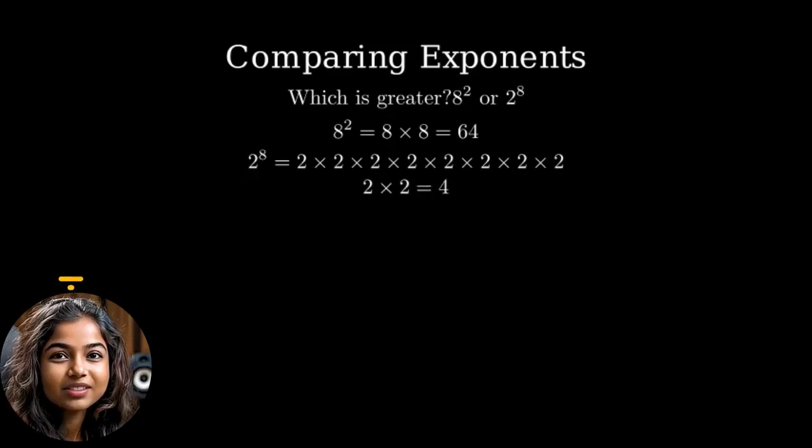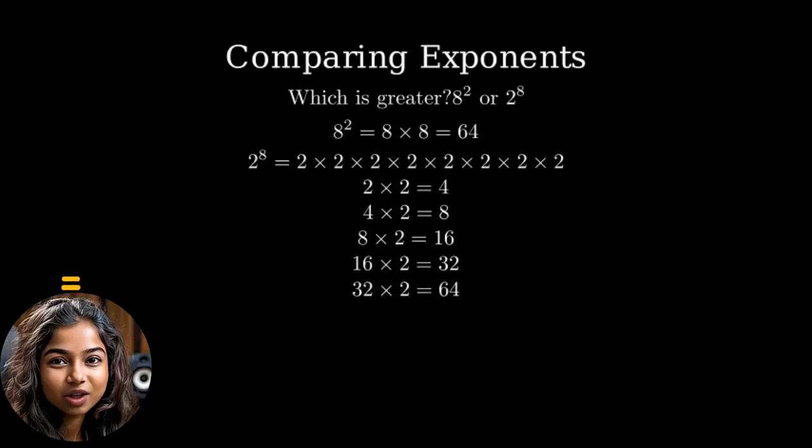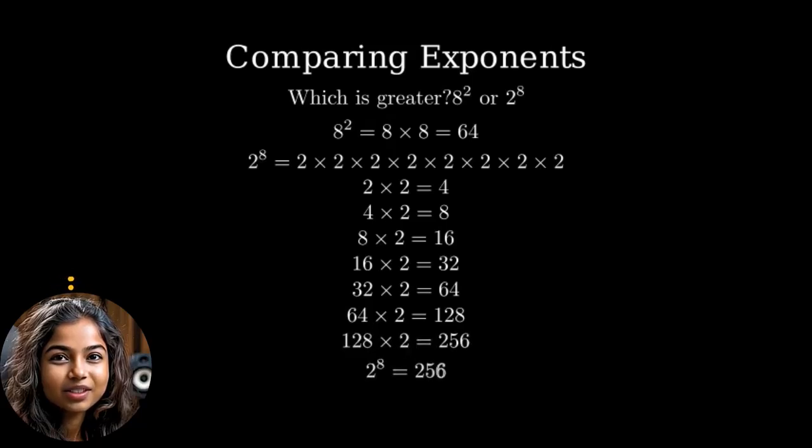First, 2 times 2 is 4. 4 times 2 is 8. 8 times 2 is 16. 16 times 2 is 32. 32 times 2 is 64. 64 times 2 is 128. 128 times 2 is 256. Now, we can write our final result for 2 to the 8th power.